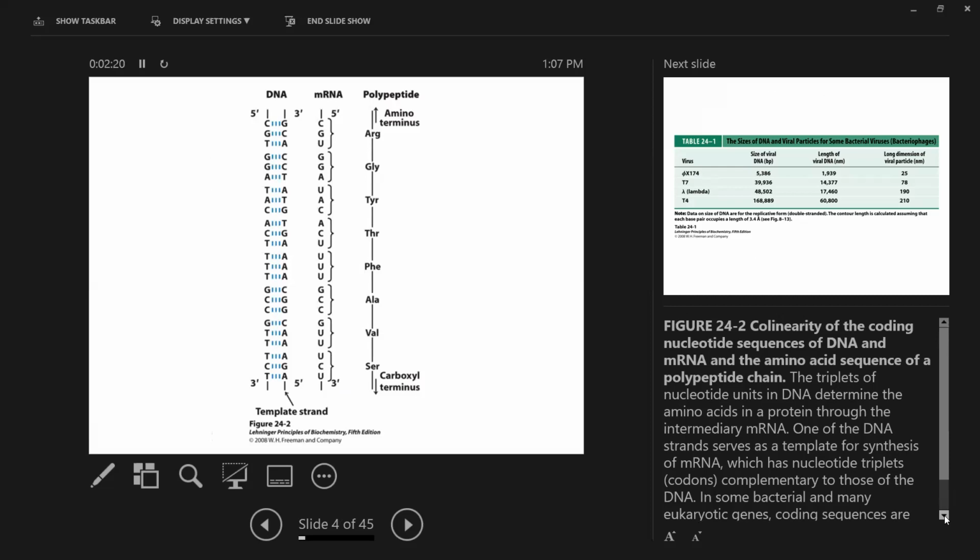So here is your DNA sequence. Here's your RNA sequence. Notice it's a direct reflection. It's a complement of this strand here. It's anti-parallel to this strand here. So this is the so-called template strand. This is the, for lack of a better term, non-template strand.